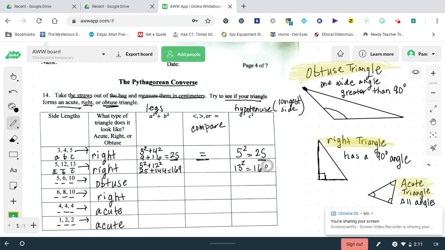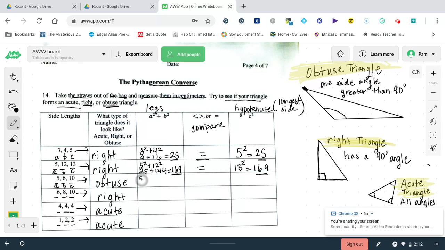13 is 169. Well, what do you notice about these two numbers? Well, these two numbers are equal. So that means A squared plus B squared equals C squared. All right, here, A and B are the two shortest sides. C is the longest side.